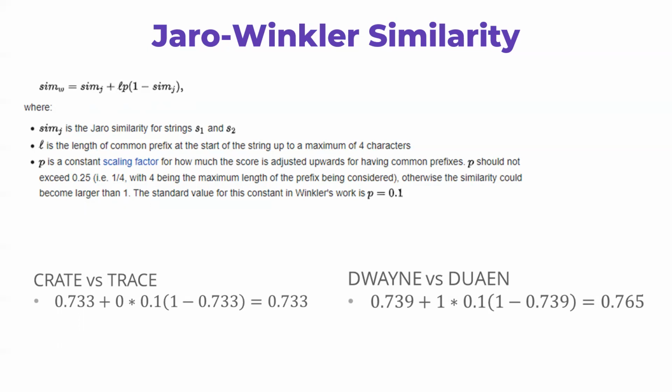score of 1. So if we look at the 2 cases that we just had before, where we're comparing crate and trace, we'll see that here, because we don't start with any of the characters matching at the beginning of the word, we don't have any boost and we have the same score of 0.733. But for Dwayne, since we have D starting both words, we do get a prefix boost and we have an overall score of 0.765. So this is essentially the Jaro-Winkler similarity. And like I mentioned, the difference is calculated by taking 1 minus the score that is returned.